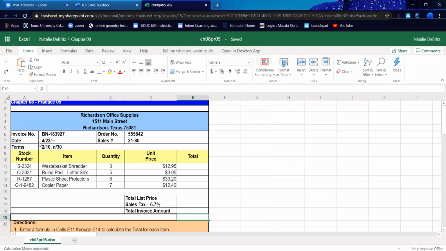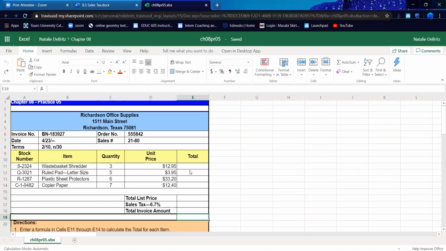If I want to pay it in the first 10 days, then I have to pay it by May 3rd. There's 30 days in April and then 3 more days in May. So 7 days and 3 more days is my 10 days. So I have to pay it by May 3rd in order to pay it on time.